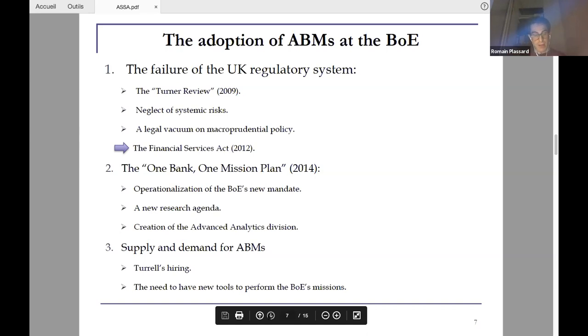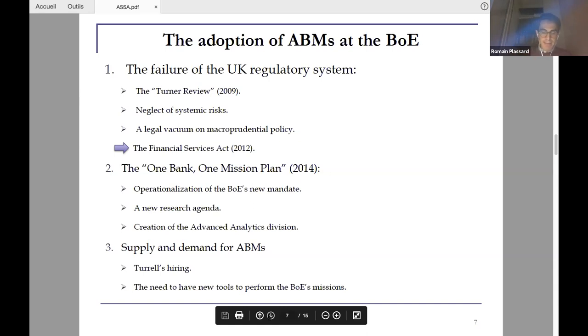On the other side, Turner stressed what he called a legal vacuum on macroprudential policy. The UK Parliament had not specified which institution was responsible for the regulation of systemic risks. And as a result, taking these two arguments of Turner, we can conclude that there were gaps in the UK regulatory system. And in my article, I show that the Financial Services Act intended to solve these gaps. So now let's move to the second step of my history.